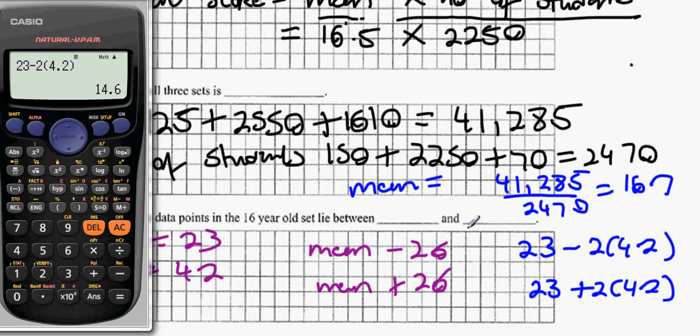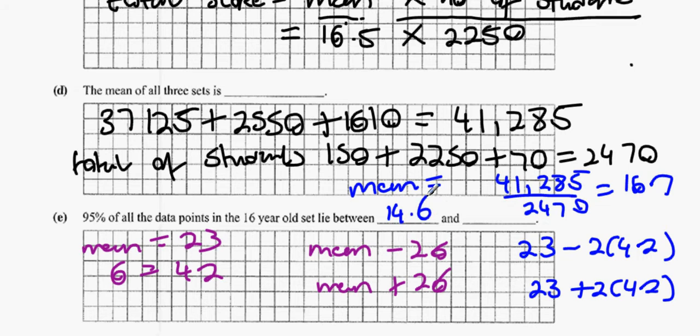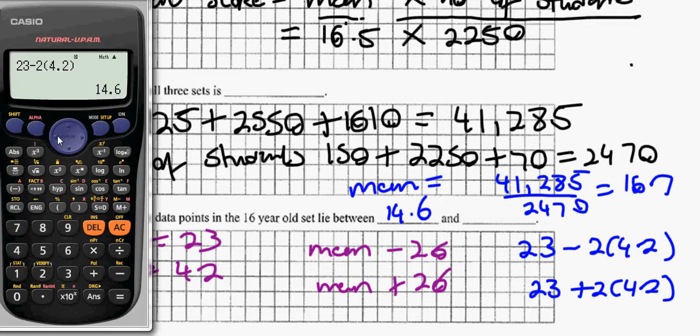Okay, so 14.6 is the lower score, and for the upper score, all we've got to do is just change this into a plus. And what I get here is going to be 31.4.